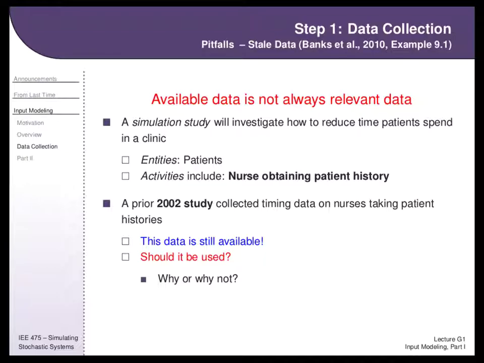You can automate a lot of stuff now. It can remind the nurse what questions to ask and what the options for answers are, and they can select them all. It could be a lot faster now. And that's going to affect this activity distribution, because remember, that's a duration. So anything that reduces the duration of time over a 15-year period is going to mean that these data are useless. So stale data is a bad thing to get.